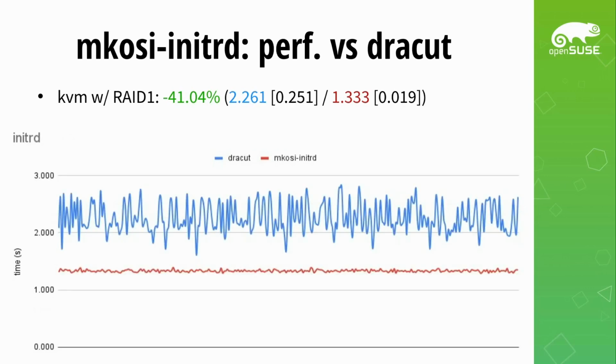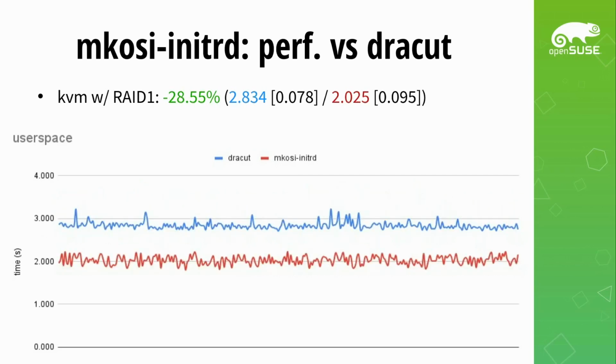With RAID, also a big improvement. From 2.2 to 1.3 seconds, that is 900 milliseconds. And the dracut sample varies a lot. And also in user space, we improved from 2.8 to 2.0, which, if you add to the previous 900 milliseconds, is now 1.7 seconds less. And I forgot to say that in this virtual machine, the complete boot time takes 6 seconds. So this improvement is quite noticeable.